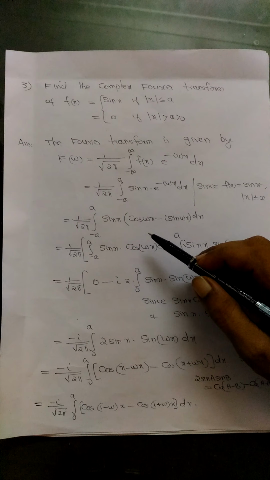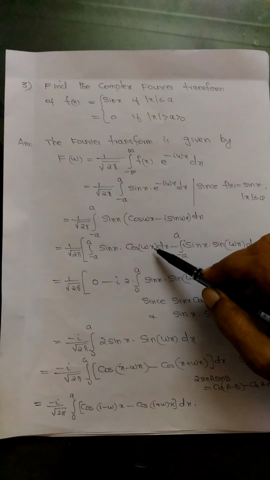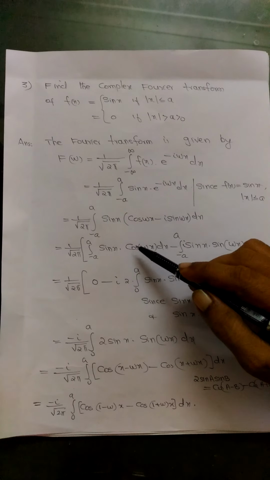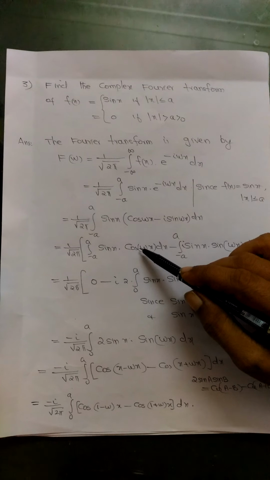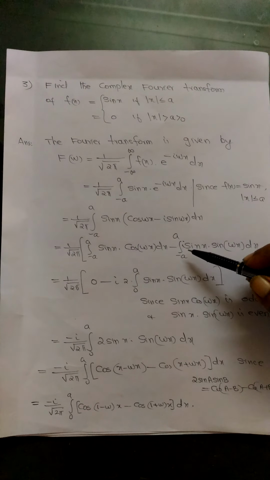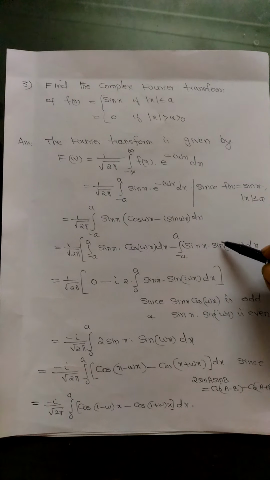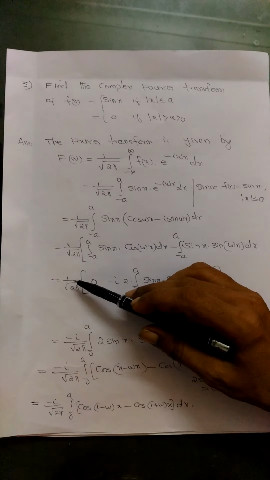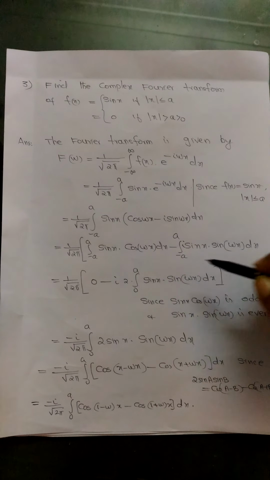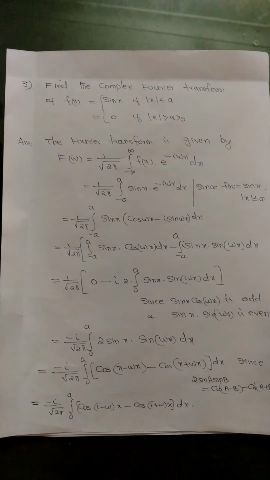And the first integral value is 0 because sin x cos ωx is an odd function, and we have a result that the integral from −a to +a of f(x) dx equals 0 if f(x) is odd. And the second integral, sin x sin ωx, is an even function, and we have a result that the integral from −a to +a of f(x) dx equals 2 times the integral from 0 to a of f(x) dx if f(x) is even. Using that, this can be written as 1/√(2π) [0 − i · 2 ∫ from 0 to a sin x sin ωx dx].